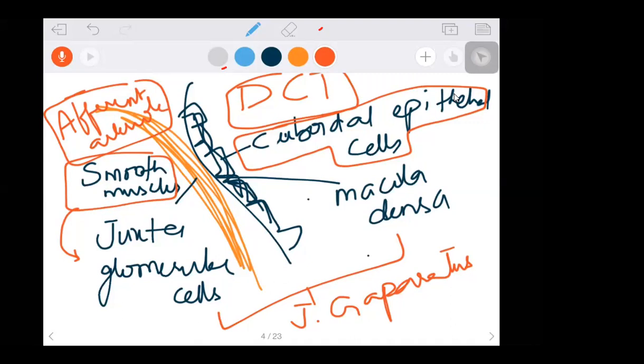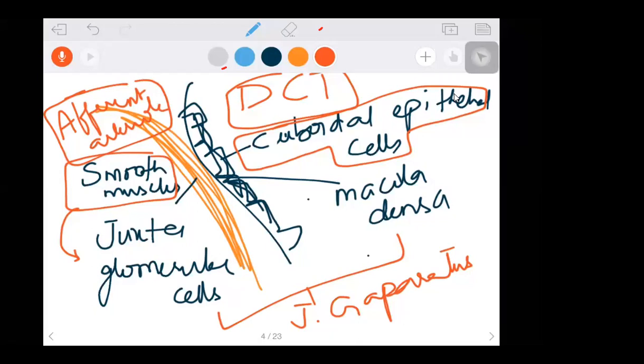Let's take it in text language. The juxtaglomerular apparatus includes the juxtaglomerular cells, which are the modified smooth muscle fibers of the afferent arteriole, and the macula densa, which is the densely packed cuboidal epithelial cells of the distal convoluted tubule that come in contact with the afferent arteriole. You will find this kind of statement in the text. Without this picture, you can't understand anything here. If possible, take a screenshot of this. The juxtaglomerular apparatus is a complicated one.